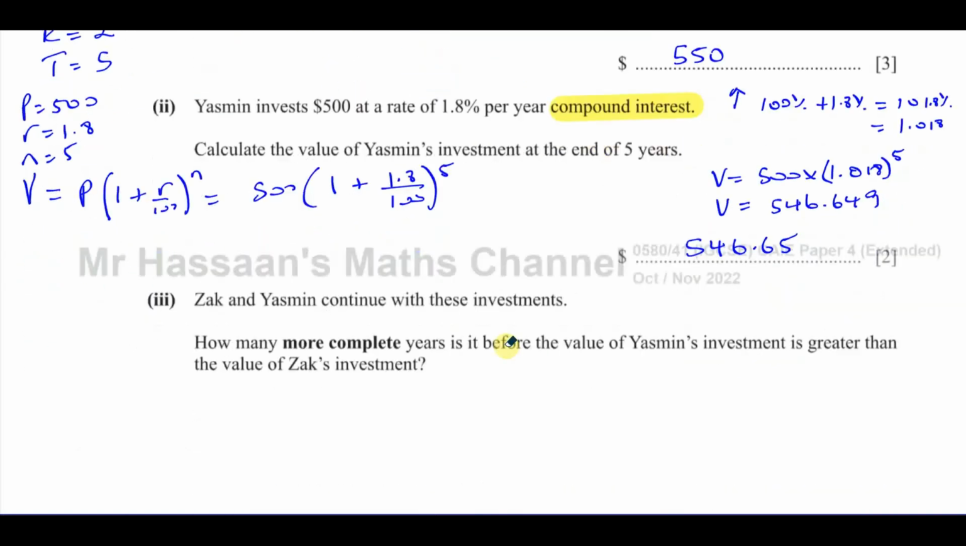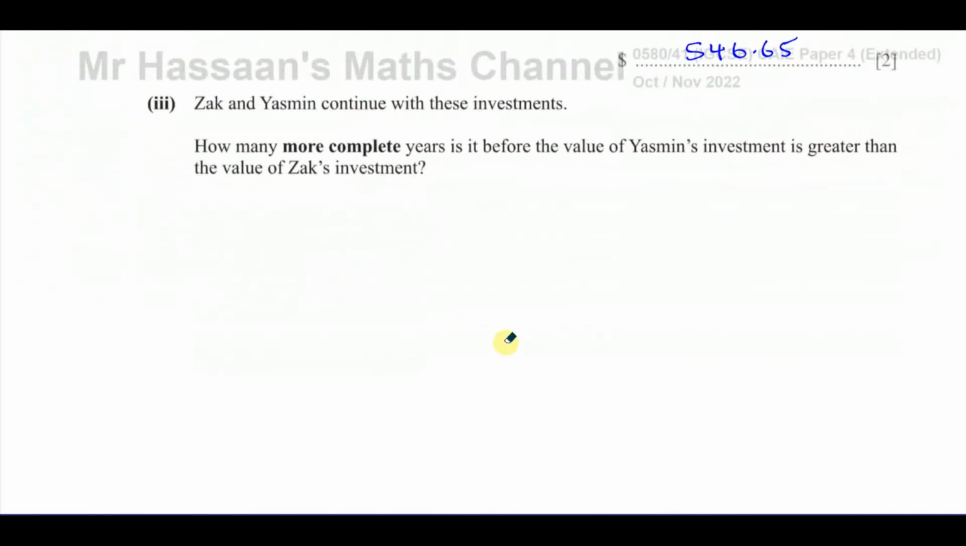Okay, now for part 3. Zach and Yasmin continue with these investments. How many more complete years? Now, whenever they put something in bold type, you have to take note of it. How many more complete years is it before the value of Yasmin's investment is greater than the value of Zach's investment? So let's look at Yasmin's investment and its value, and let's look at Zach's investment and its value.